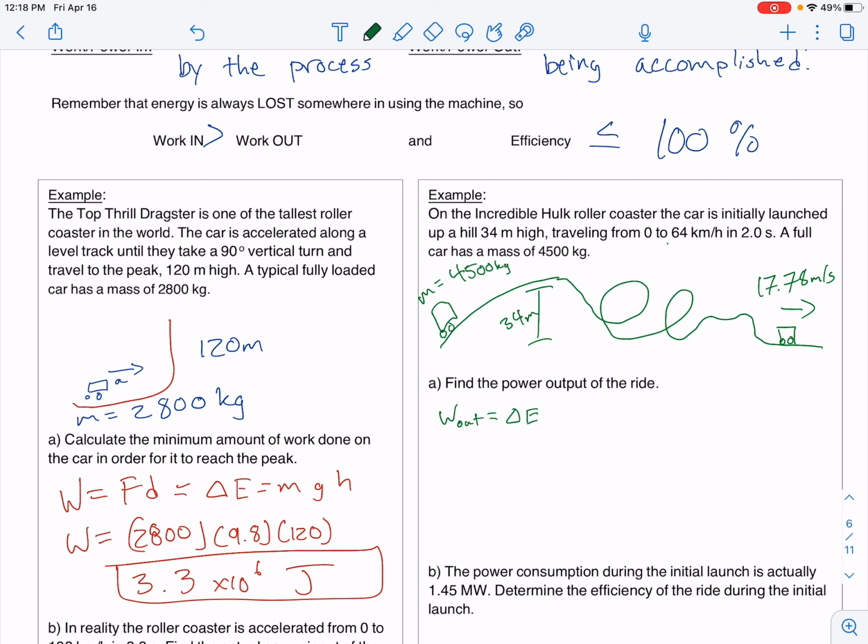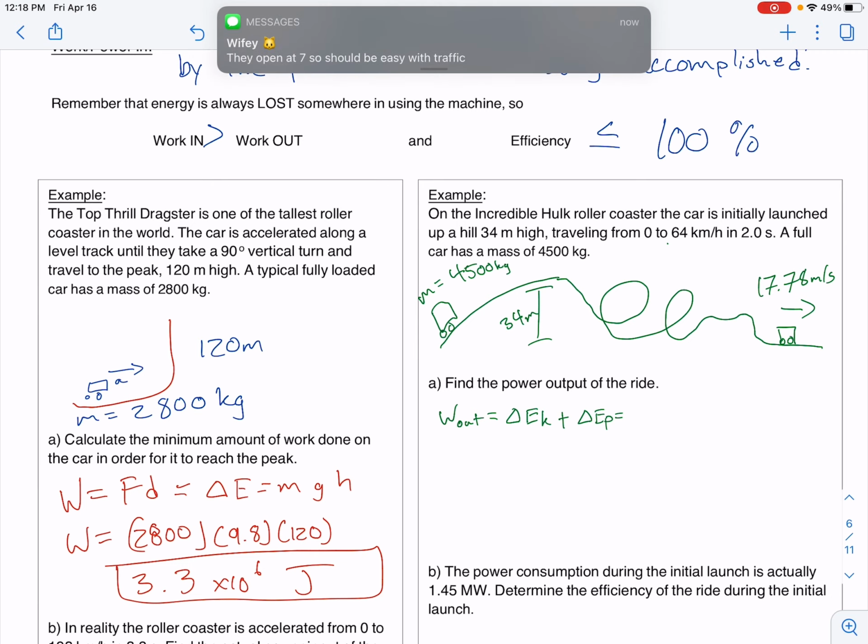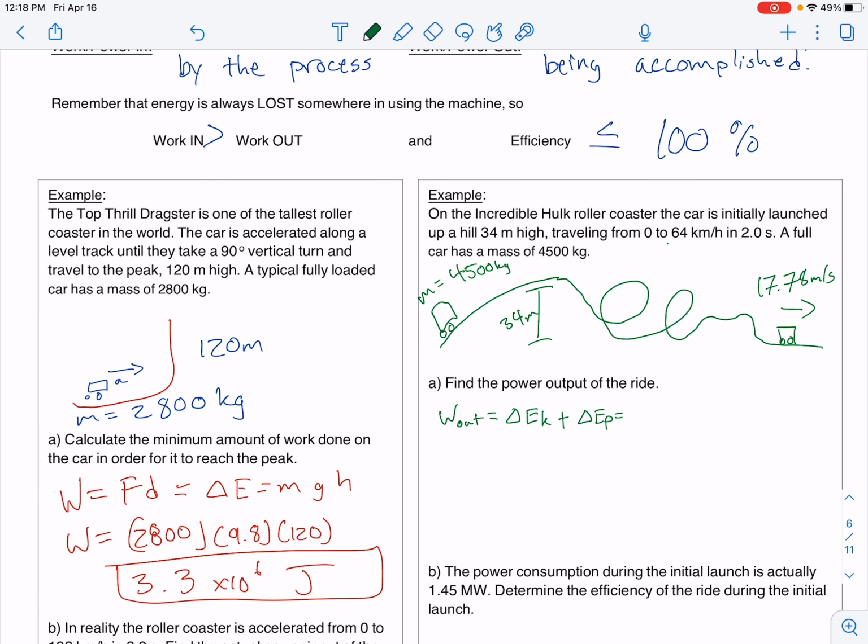My total energy is going to be kinetic plus potential. If I just plug all my formulas in, I know this is going to be 1.499 times 10 to the 6 plus 7.11 times 10 to the 6, which gives me 2.2 times 10 to the 6.